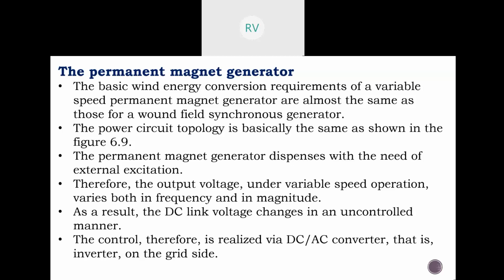The permanent magnet generator dispenses with the need for external excitation. Here, we need external excitation in the case of the induction generator or the synchronous generator, but this permanent magnet generator does not need any external excitation. Therefore, the output voltage under variable speed operation varies both in frequency as well as in magnitude. As a result, the DC link voltage changes in an uncontrolled manner. So because of the change in the output, the DC link voltage will also be changing uncontrollably.